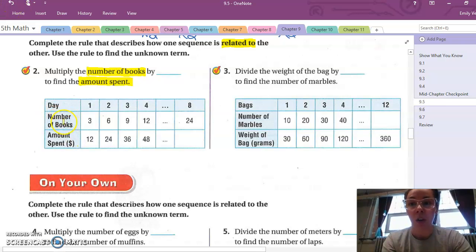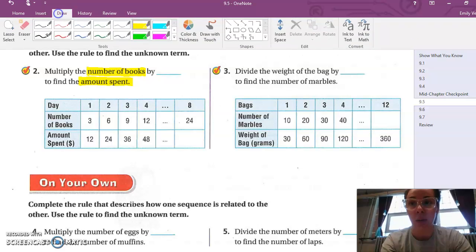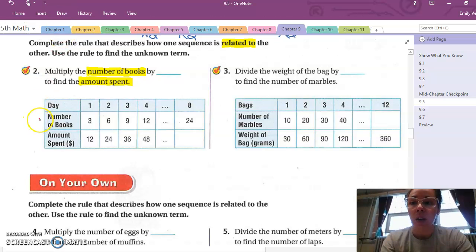Number of books, so you're going down. That was our first one. When you go down, what operation do we do? Multiply. So I know I'm going to be multiplying something to get from the top number to the bottom number. That's going to help me know what this is a lot faster than figuring out what this rule is and then having to skip count all the way up 8 times.